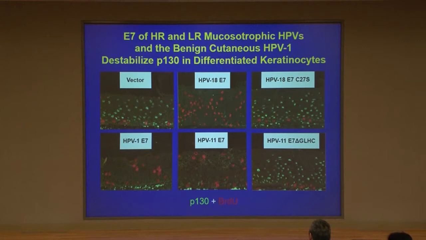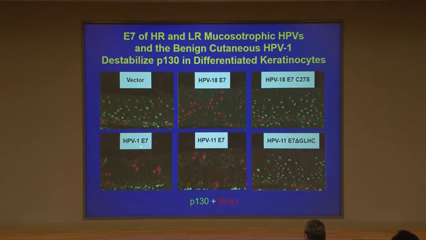Now, it turns out it wasn't as simple as that. We found out the target is not really pRB in the differentiated cells. The target is a pRB-related protein called p130. And p130 is very high in the post-mitotic differentiated cells. Now BrdU is in red, p130 in green. If you put E7, p130 is gone, and BrdU is incorporating into the differentiated cells. You make a point mutation, E7 is no longer active, and then p130 is back in the differentiated cells, and BrdU in the basal cells.